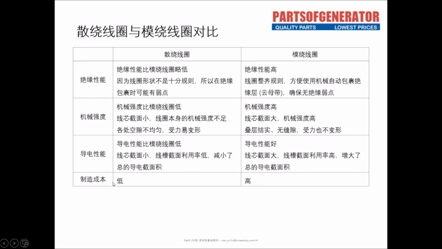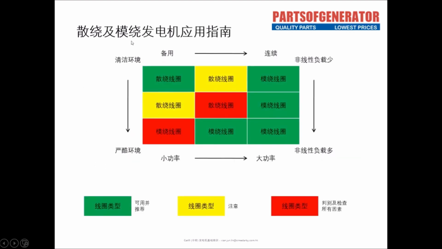However, mold wound coils also have disadvantages. That is, its price is high, or its cost is high. The random wound coils also have their advantages, which is that the manufacturing cost will be lower, and the price will be lower.